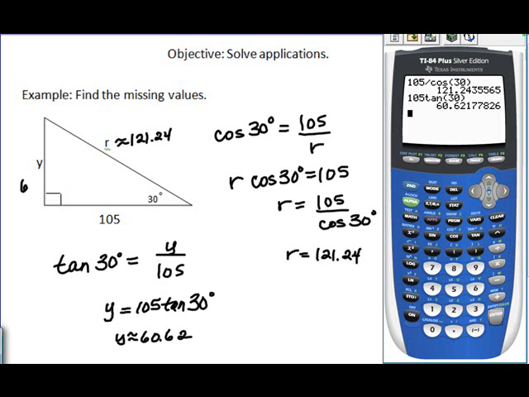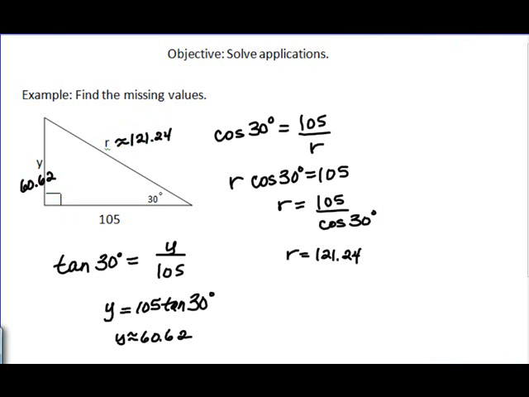Now, you might remember this from your study of right triangles, that the hypotenuse is always the longest side, since it is the side opposite the largest angle. So you just want to reinforce that here, that that is indeed the longest side. Now, let's apply this to a real-life problem.